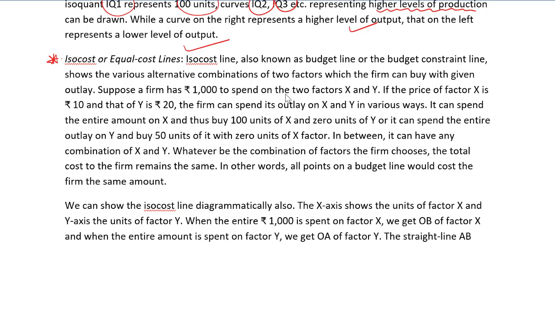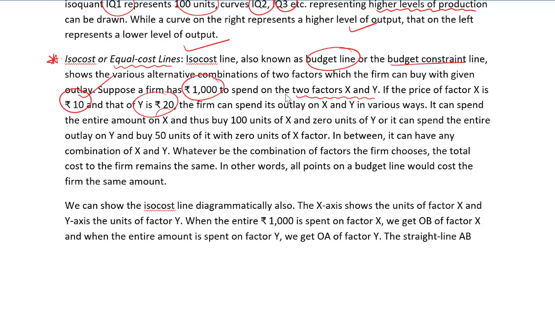Let us see iso-cost now, which is also known as equal cost line. Iso-cost line is also a budget line or a budget constraint line. It shows the various alternative combinations of two factors which a firm can buy with a given outlay. Suppose a firm has 1000 rupees to spend and there are two factors available, factor X and factor Y. If the price of factor X is 10 rupees and the price of factor Y is 20 rupees, the firm can spend an outlay on X and Y in various ways.